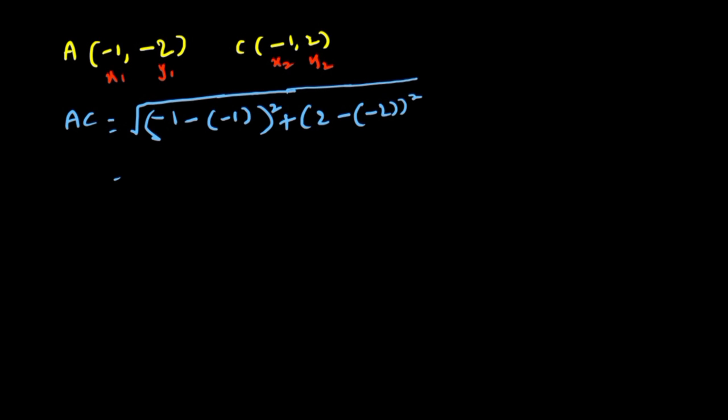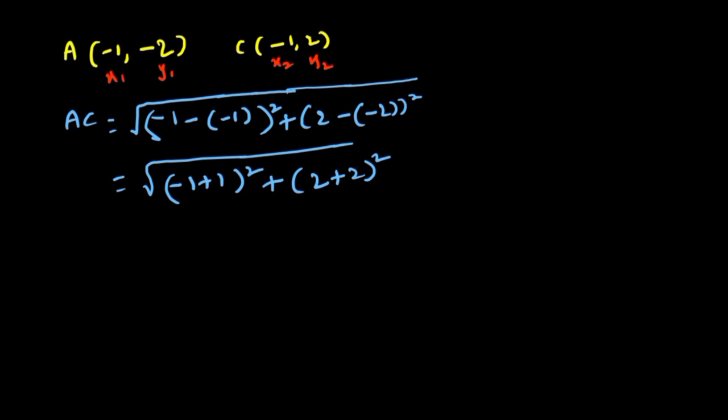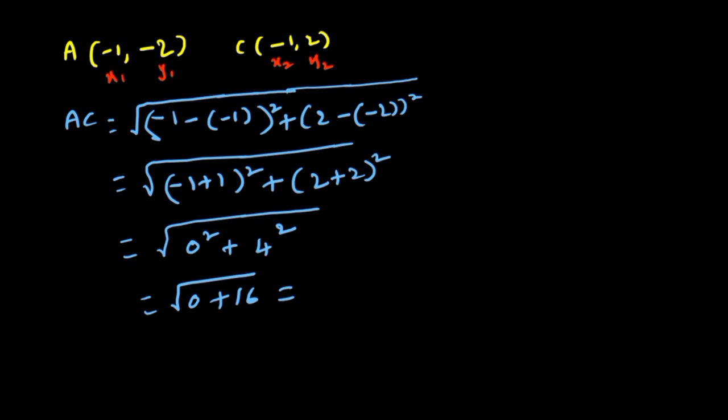So AC is root of minus 1 plus 1 whole square, then 2 plus 2 whole square. So root of minus 1 plus 1 is 0, this is 0 square. 2 plus 2 is 4, this is 4 square, which is 16. So root of 0 plus 16 is root 16, equal to 4 units. Actually the distance we should write in units. So it is 4 units.